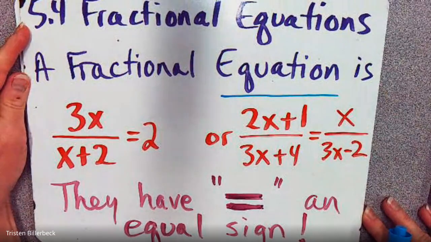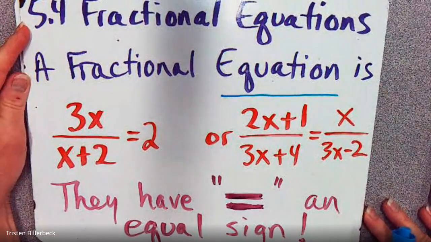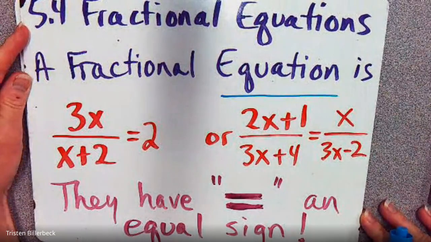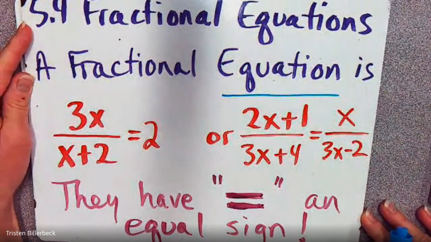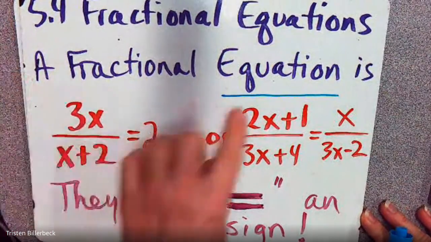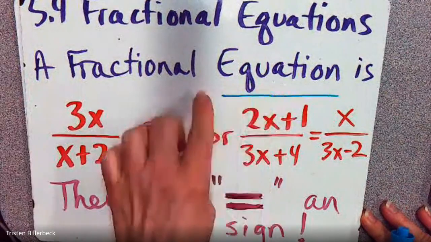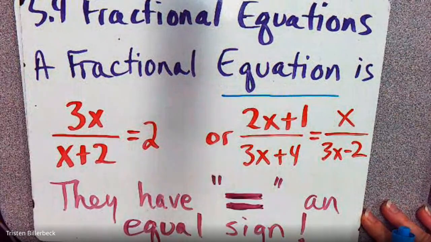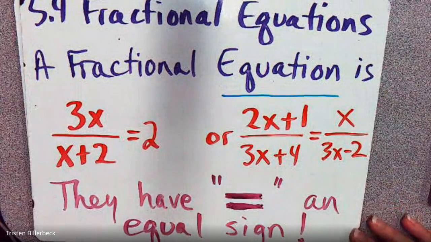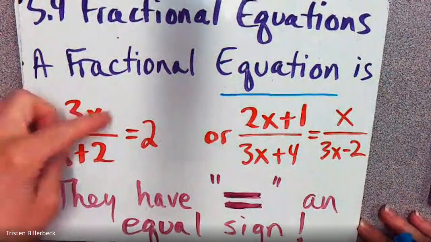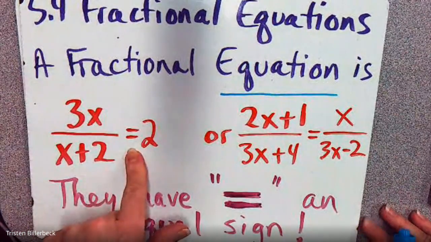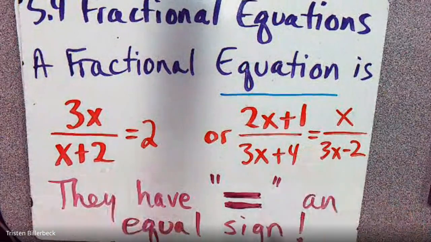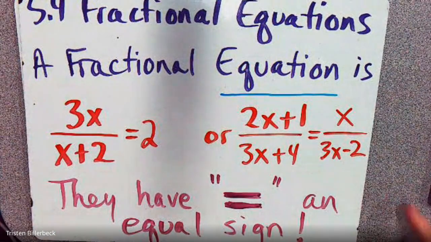We're going to talk about section 5.4, fractional equations. The big difference from what we've been doing, which was fractional expressions, is that expressions don't have equal signs, but equations have "equa," which is equal in Latin. So the only difference is this little equal sign, and that's what makes an equation.